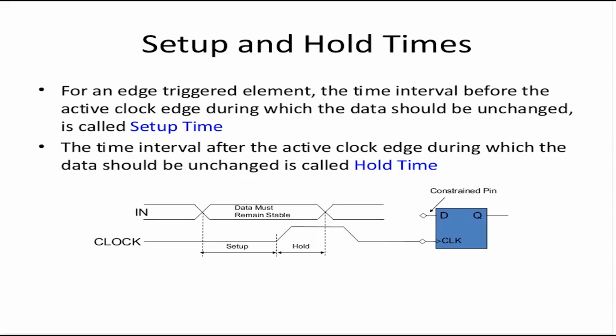Setup and hold times for an edge triggered element like a flip flop. The time interval before the active clock edge during which the data should be unchanged is called a setup time. So in this diagram, the input should be stable at least setup time before the clock edge. This is a constraint. This is a property of the sequential element. Similarly, hold is the time interval after the active clock edge during which data should be unchanged. This is called hold time. Setup and hold are the properties of the sequential element. They are calculated from the lookup tables given in the lab. Right? You've seen that.